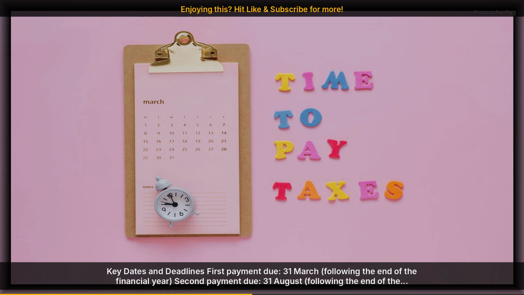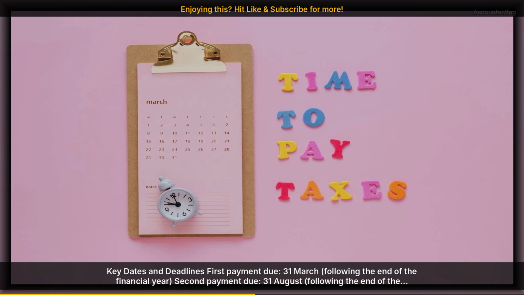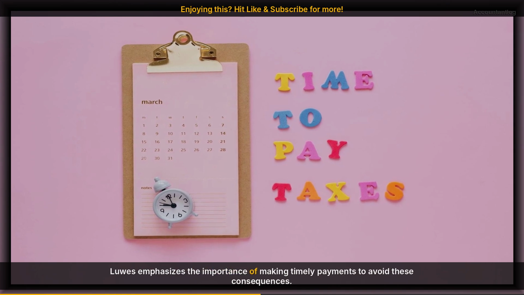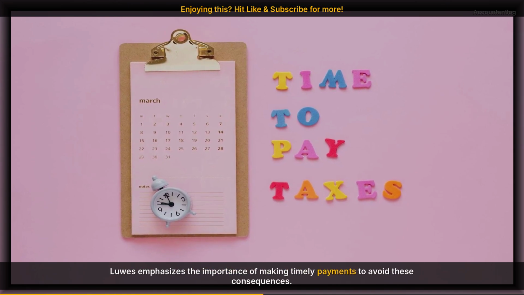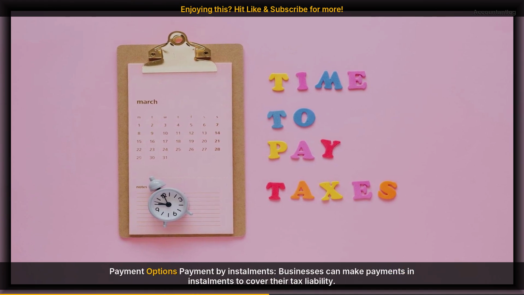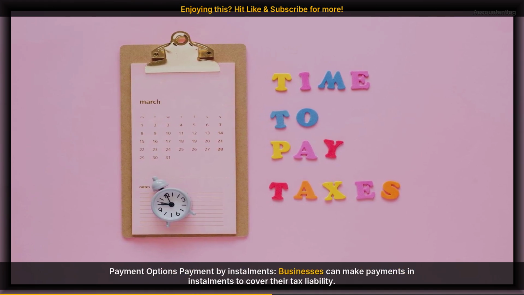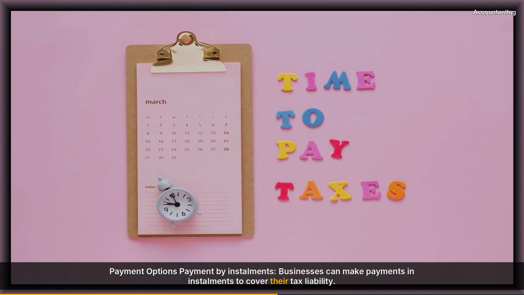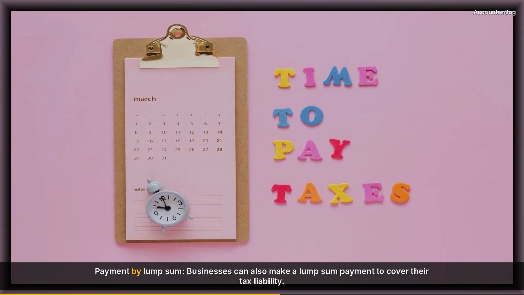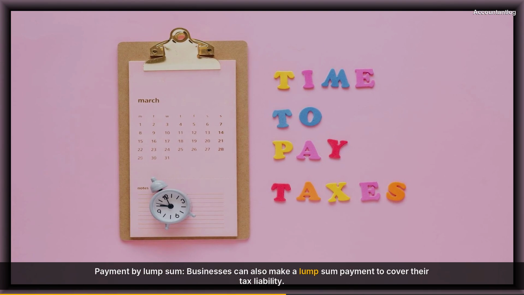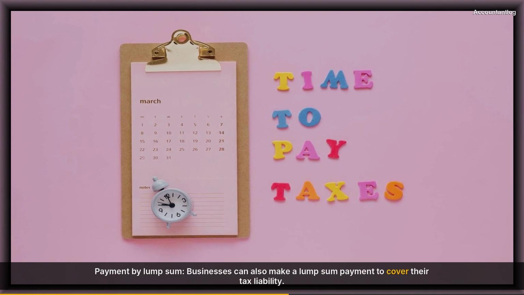Key dates and deadlines. First payment due, March 31st, following the end of the financial year. Second payment due, August 31st, following the end of the financial year. Third payment optional, October 31st, following the end of the financial year. Consequences of missing payments. Missing the deadline for provisional tax payments can result in penalties and interest charges. The ATO emphasizes the importance of making timely payments to avoid these consequences.